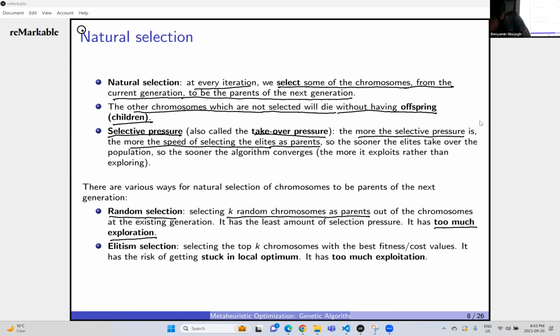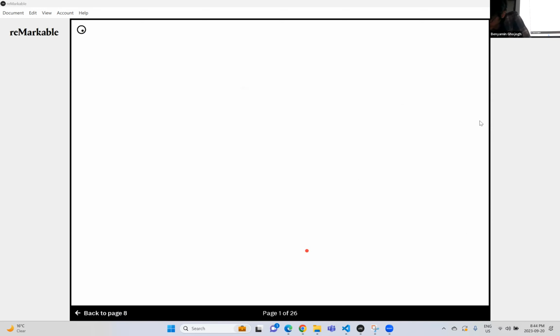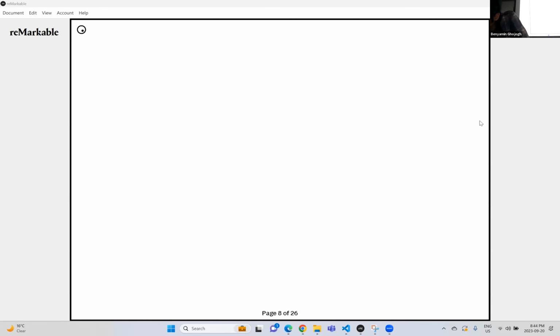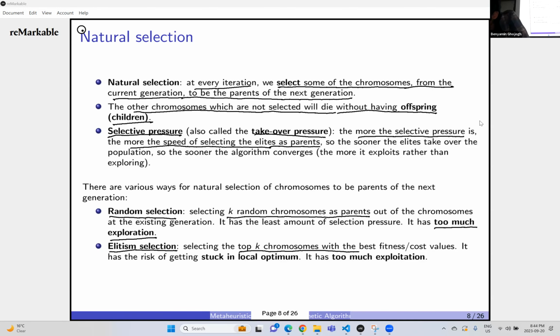One of them is elitism selection. So you only get the elites of the generation. You select the top K chromosomes with the best fitness or cost values. But as I said, it has the risk of getting stuck in a local optimum because it has too much exploitation.